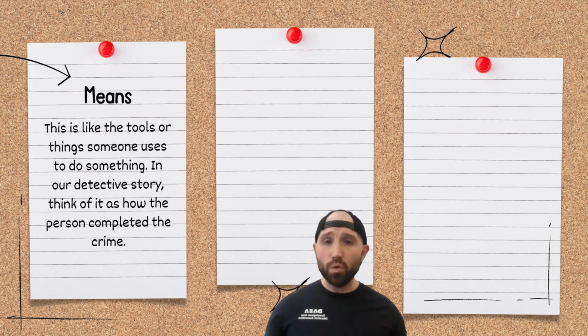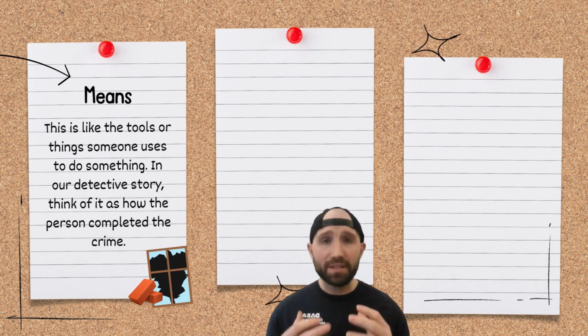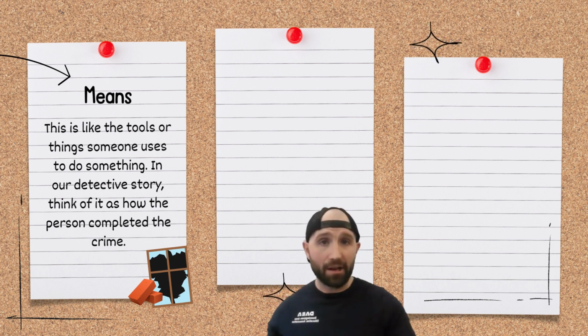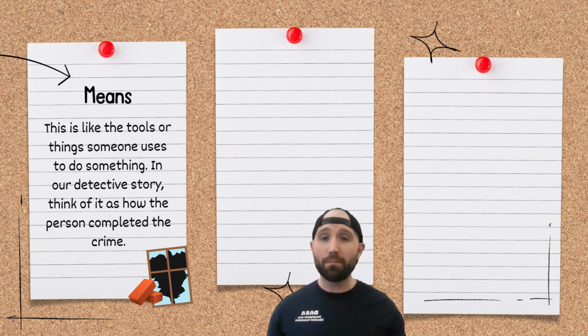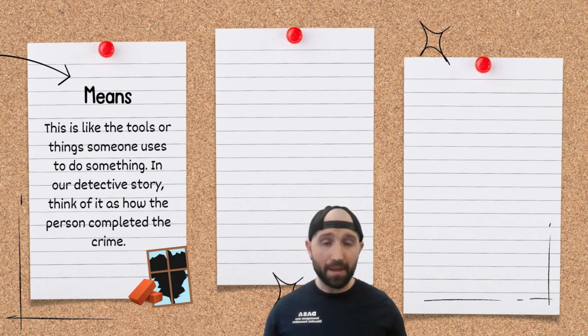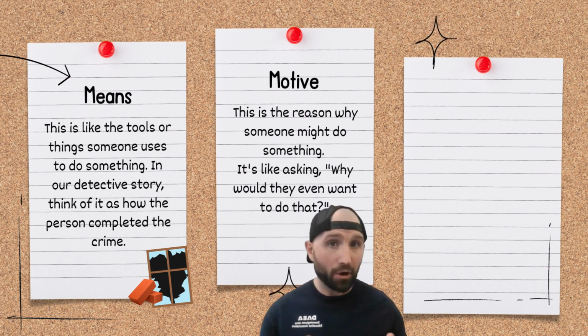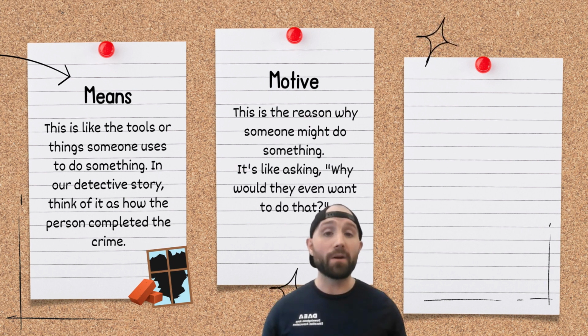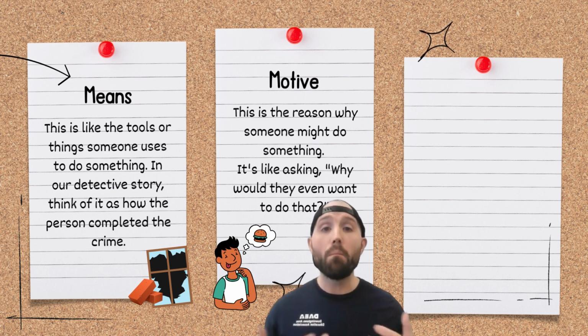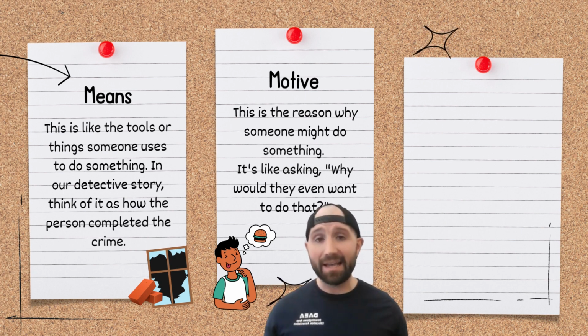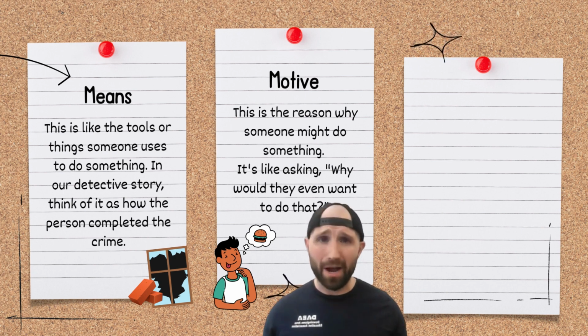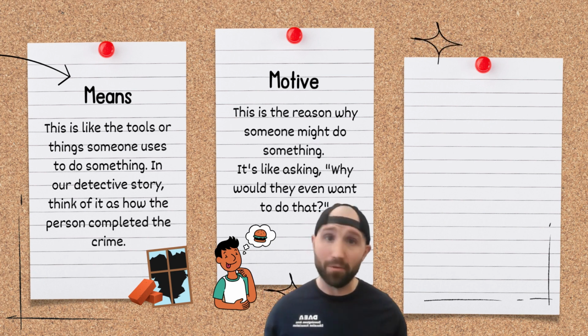Means is the tools or the things or the stuff that a bad guy, a culprit, uses in order to commit a crime. Think of it as how the person committed the crime. Motive is the reason that the person, the bad guy, the culprit, did the crime. You might hear motivation in there. What motivated them to do that? It's like asking, why would they even do that crime? Because most people wouldn't just commit a crime for no reason.